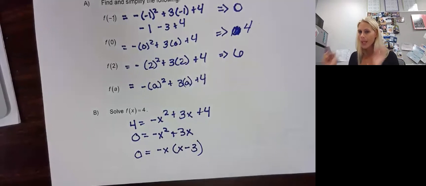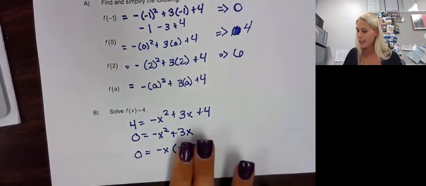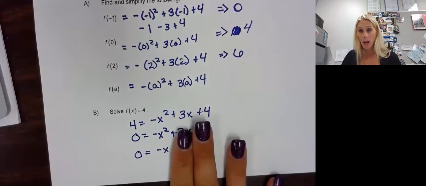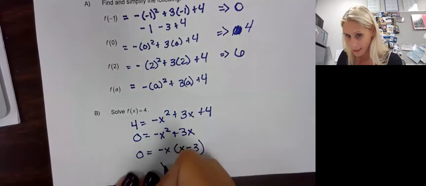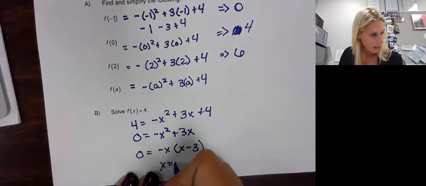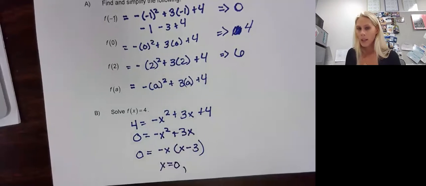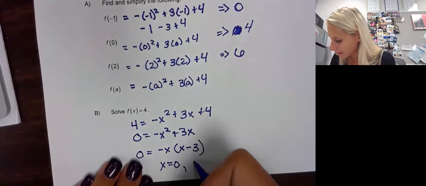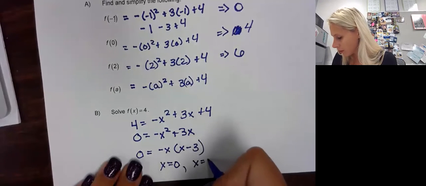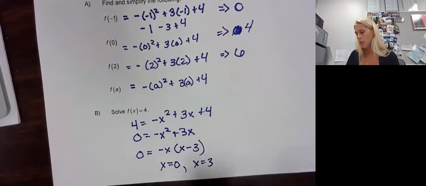Okay. Now, we're saying what x's make this true? Well, if I cancel out this spot, what number in that place would make that true? Well, it would be x equals 0. Okay, so if I cross that out, what makes that statement true? x equals 3. Whew.